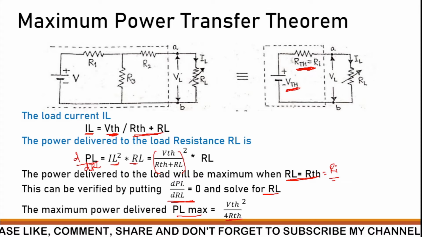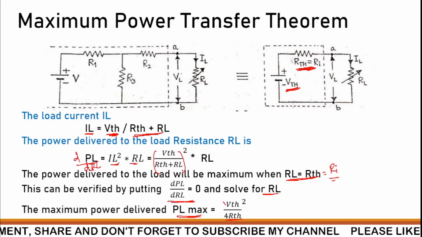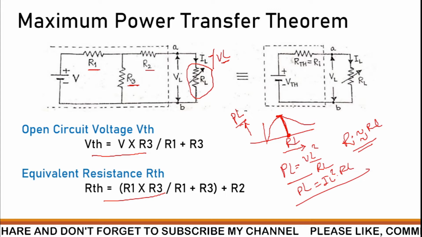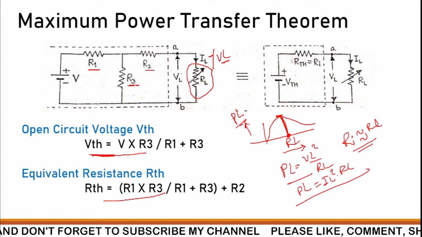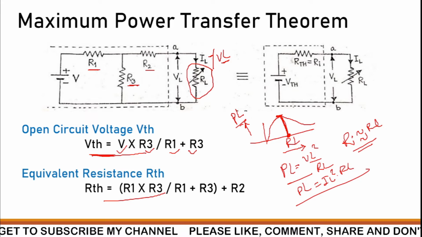Okay, so now for the maximum power, we can calculate VTH. Let's look here, we can calculate VTH from this formula, as we know R1, we know R2, we know R3, so we can calculate VTH.